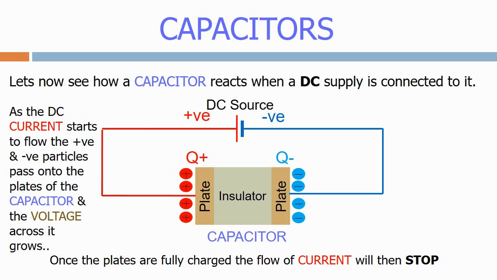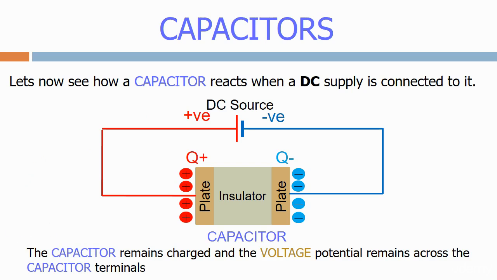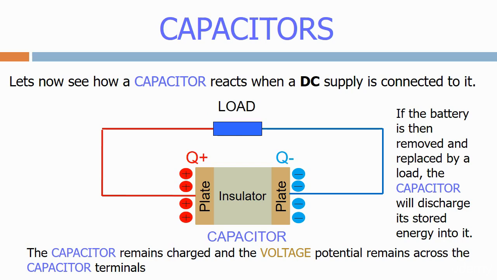Once the plates are fully charged, the flow of current will then stop. The capacitor remains charged and the voltage potential remains across the capacitor terminals. If the battery is then removed and replaced by a load, the capacitor will discharge its stored energy into it.